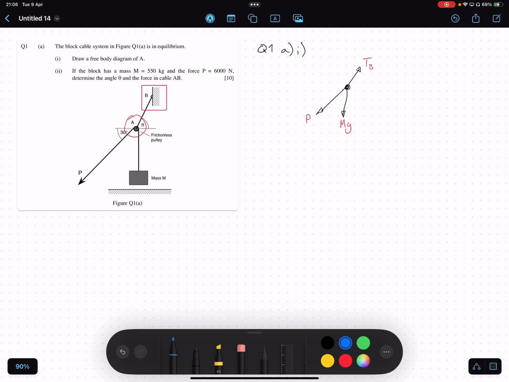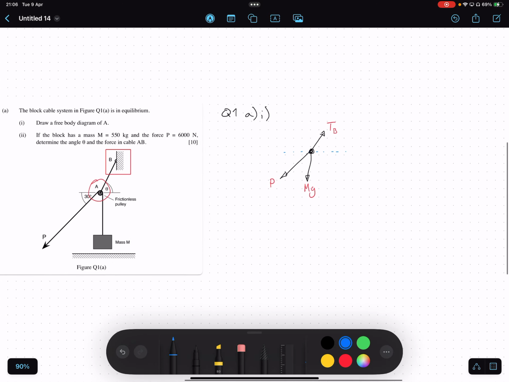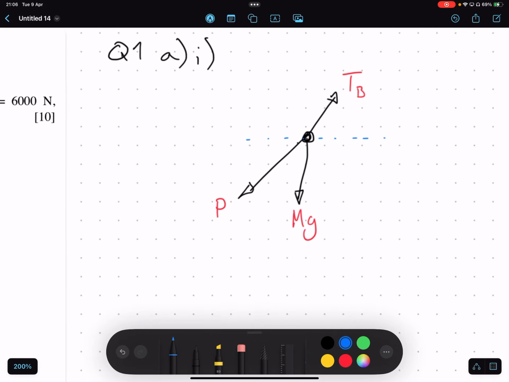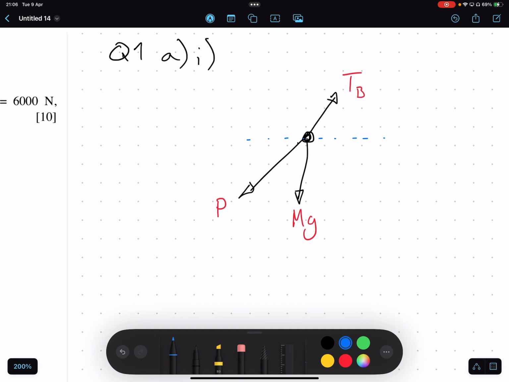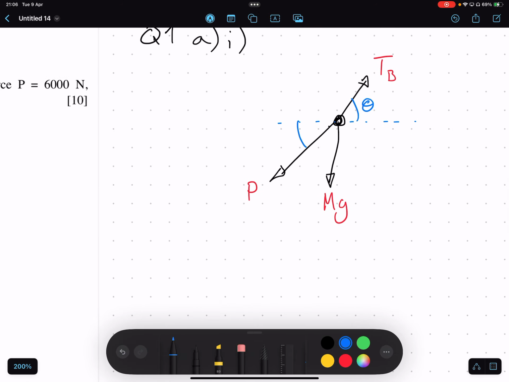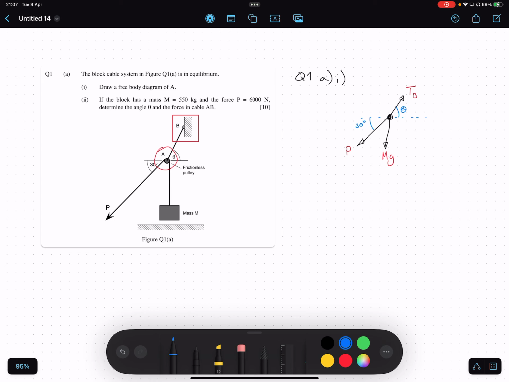So mg is the gravitational force experienced. And let's also add in the angles at which these forces are working at. I have not made this quite big enough. However, I do advise going forward to make your diagrams as big as possible. I have the ability to zoom in here, so let's go ahead and just zoom in and annotate as necessary. So we have angle theta, and we also have P acting at 30 degrees below the horizontal.